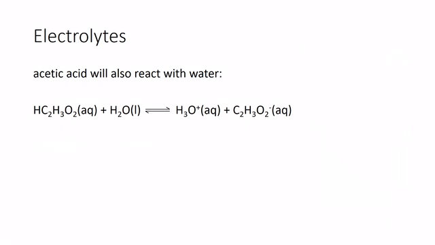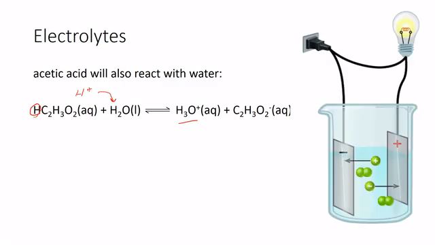Now, let's take a look at acetic acid. It can also react with water, and the way it reacts is that this hydrogen right here comes off. It is the ionizable hydrogen. It's going to produce protons in water. Just like we saw with hydrochloric acid, the moment it forms, it will react with a water molecule to form hydronium.